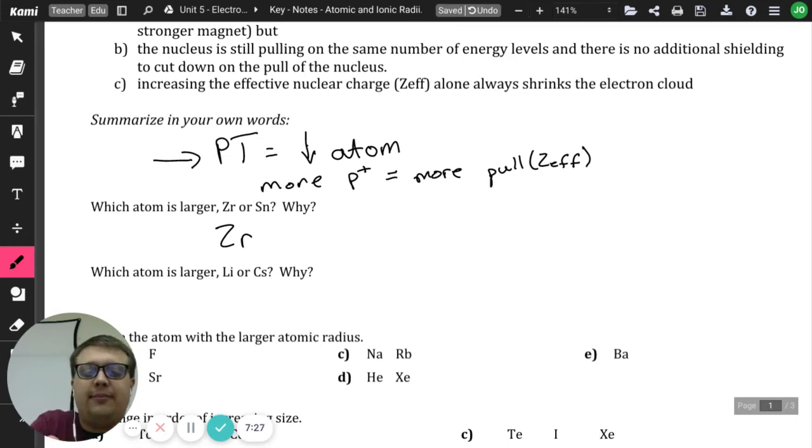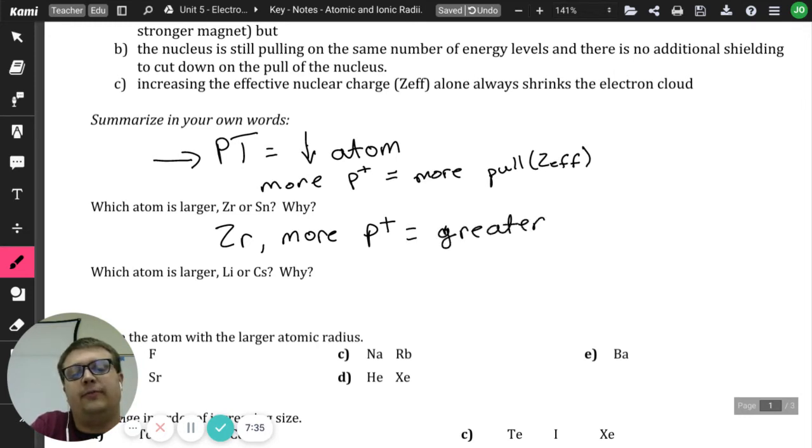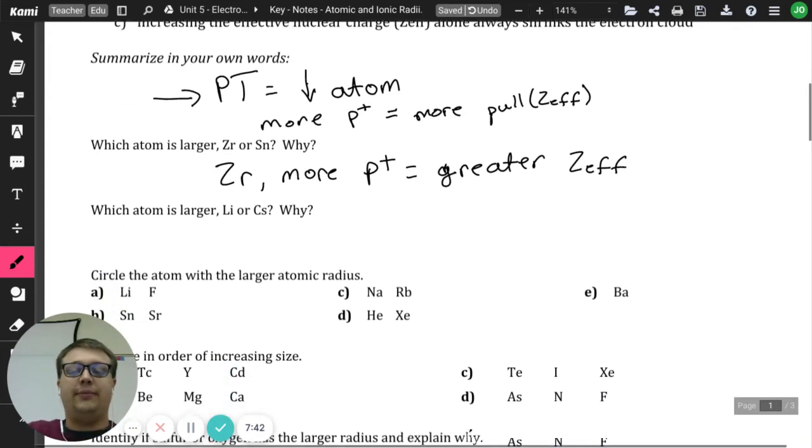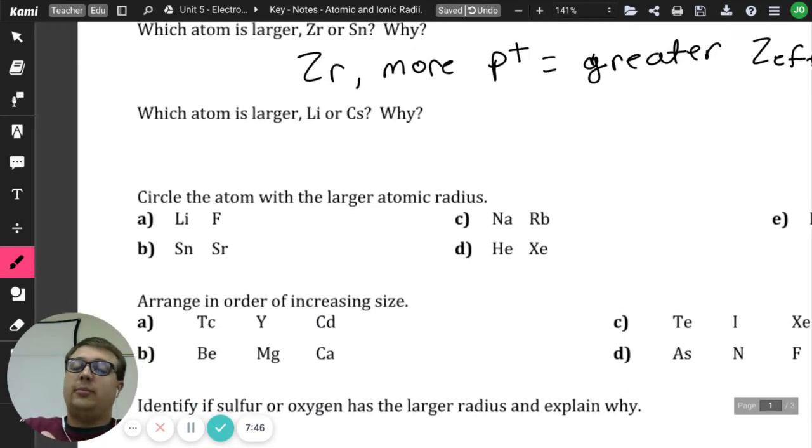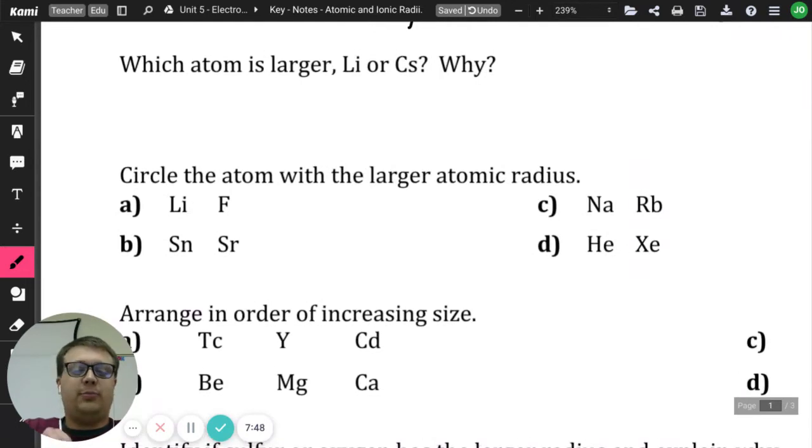Now, why is that? More protons equals greater Zeff, so greater effective nuclear charge. Okay? All right, so let's take a quick look at this. I'm going to skip that next one. I'm going to leave it for y'all to do as practice.